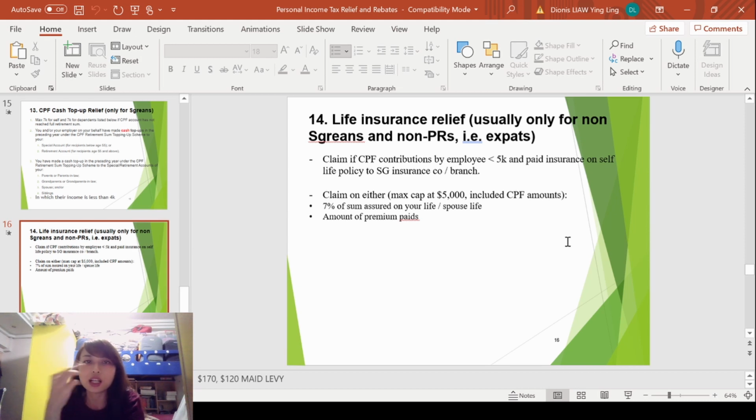Okay, next, this is the life insurance relief. This is usually only for non-Singaporeans and non-PRs, because of the CPF cap that I will be mentioning. So usually for expats. You can only claim this life insurance relief if your own CPF contributions are less than 5k for the whole year. That is quite impossible. That means if your CPF contribution rate is 20%, you earn less than 25k during the whole year, then you can claim this life insurance relief.